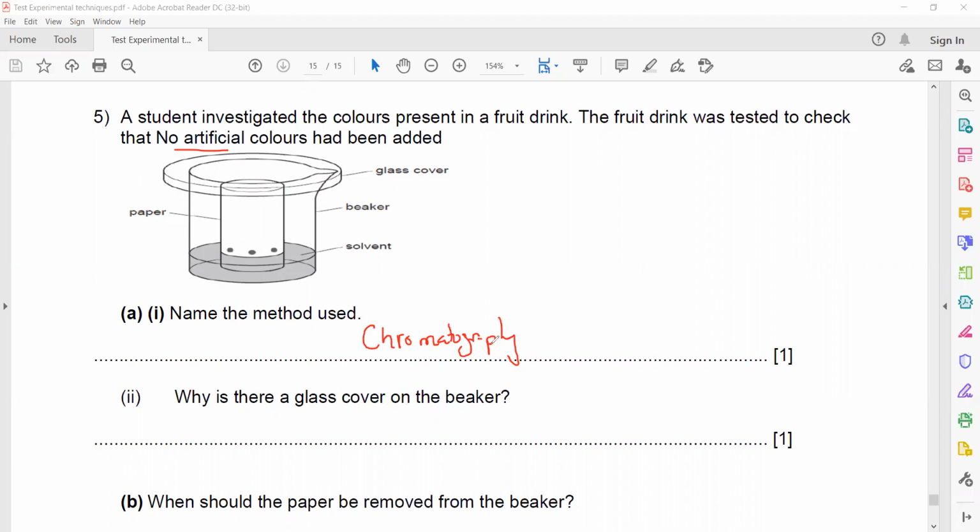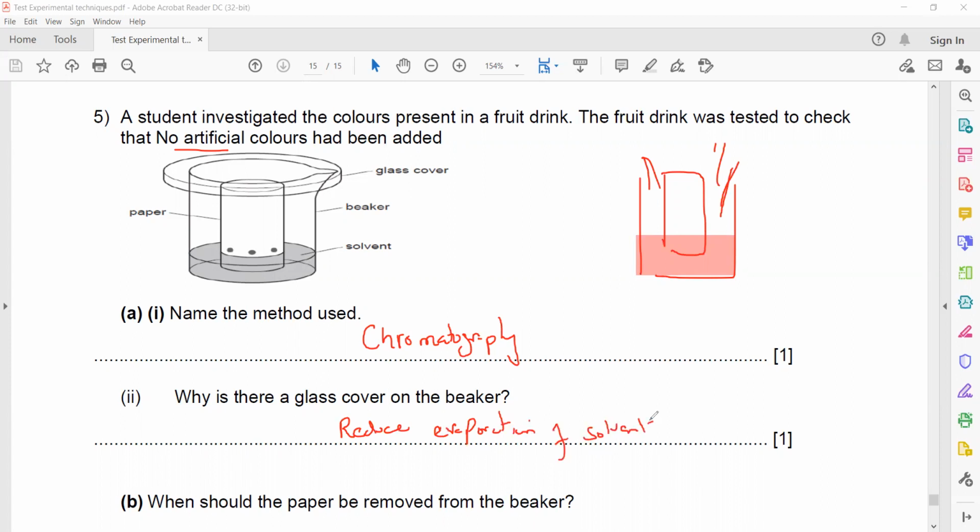Why is there a glass cover on the beaker? What is the reason why we covered it? Because sometimes the liquid might evaporate. The liquid which we are using in the container evaporates, because evaporation can happen at any temperature. So the amount of liquid might decrease. To overcome this, we put a lid. So the glass cover will reduce the evaporation of the solvent. So the solvent will not evaporate.